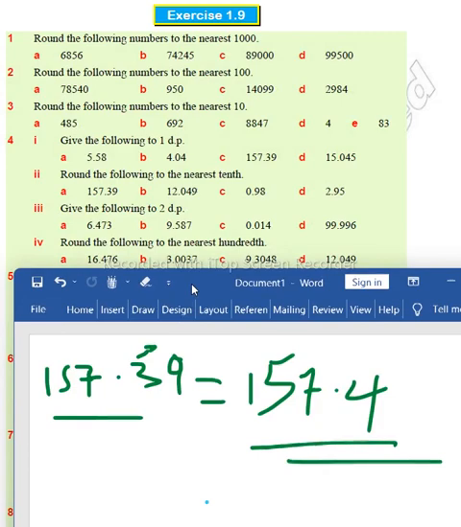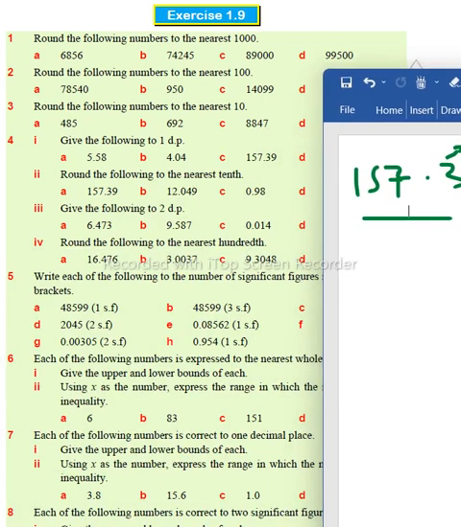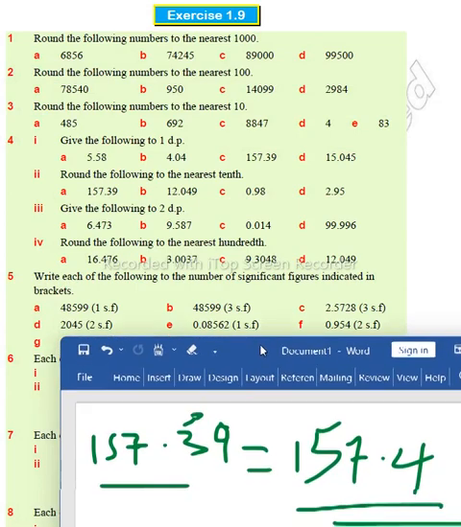After that, we have another question here. We have 12.049, as you see. Let us round this to the nearest tens.